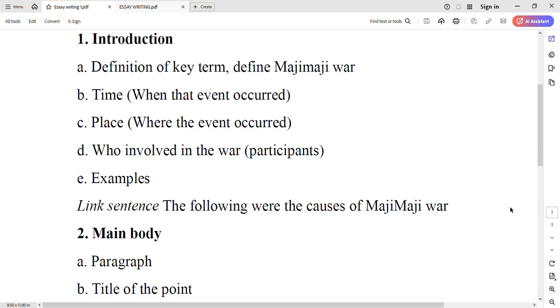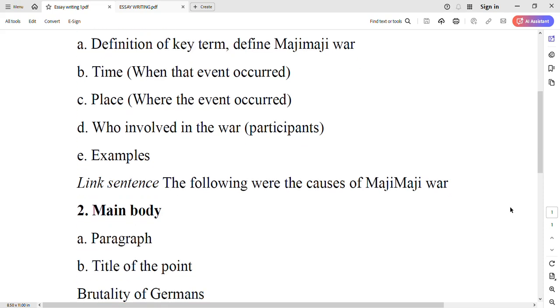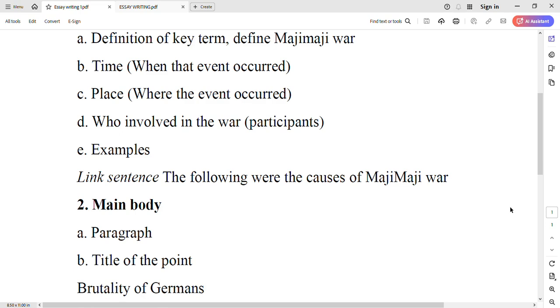Number 2, how do we get this paragraph? It is from the title of the point. So we have the concept called the title of the point. For example, I provided this example. Depending on our question, the causes of the Majimaji War, one of the causes can be the brutality of the Germans. Germans were harsh to Africans, then Africans reacted back to fight against the Germans. So this is the title of the point.